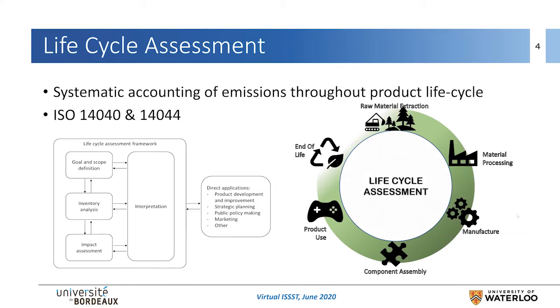On the other side, we have life cycle assessment, which perhaps you are more familiar with, which is a method for systematic accounting of emissions throughout the product life cycle. From the raw material extraction to processing, manufacture, product use, and end of life, we have a collection of all the inputs and outputs from the system, and translation of these inputs and outputs to environmental impact categories or indicators, and then we get a comprehensive picture of the environmental profile of the product.